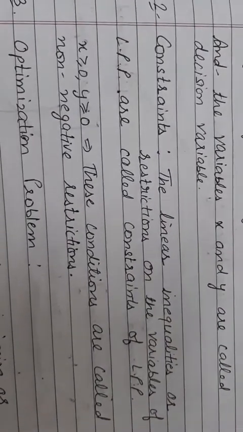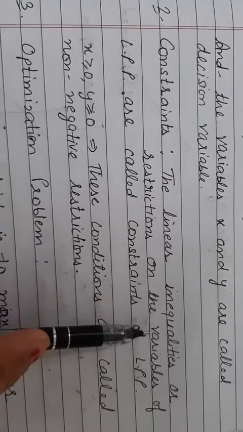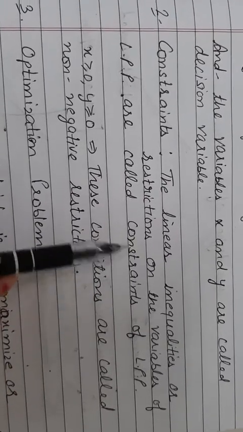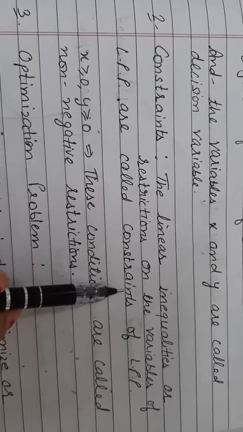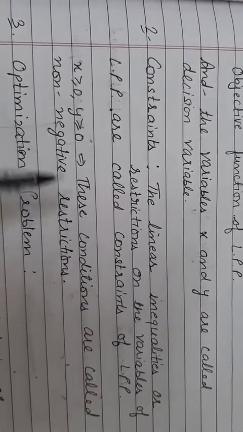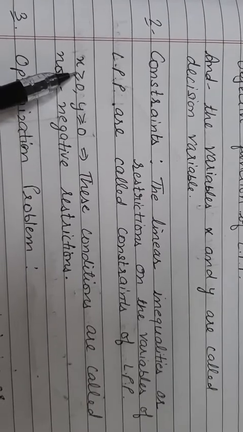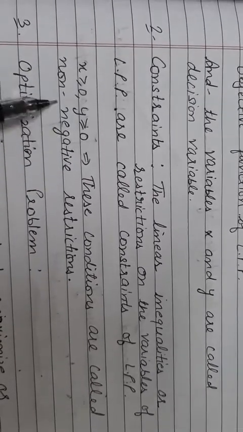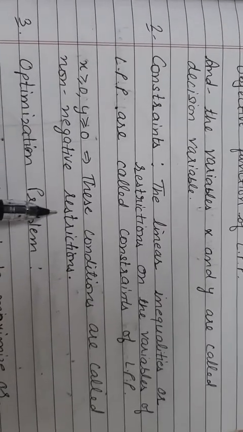Constraints, yesterday we discussed it, are restrictions, and only if these restrictions are satisfied can we get the solution properly. So x greater than 0, y greater than 0, these are the conditions. These conditions are called non-negative restrictions.